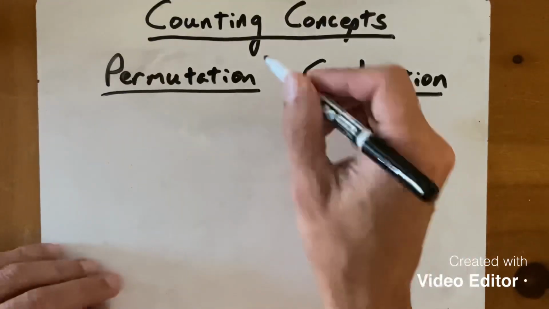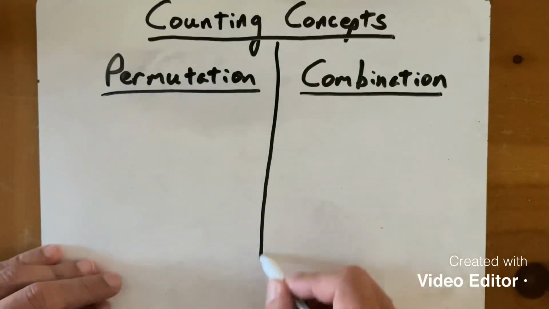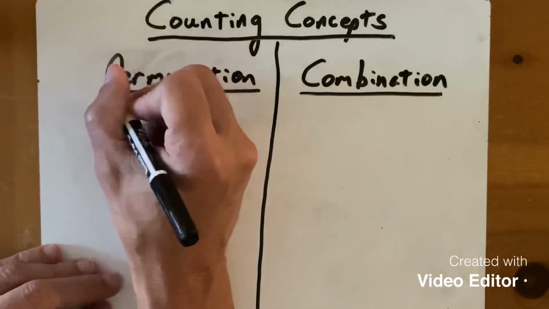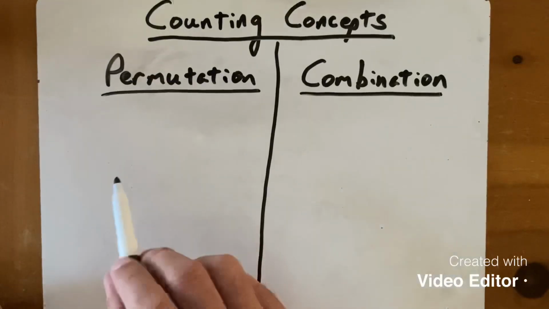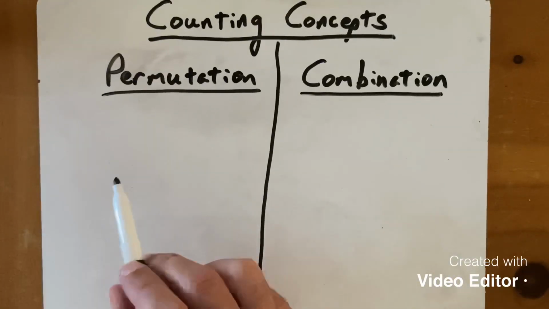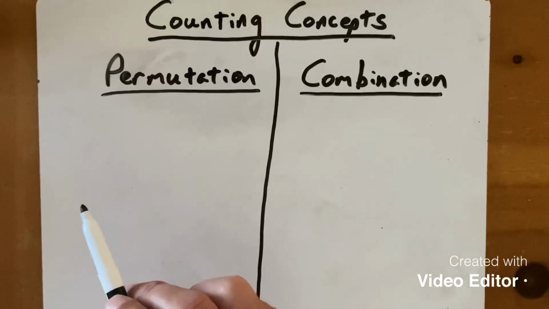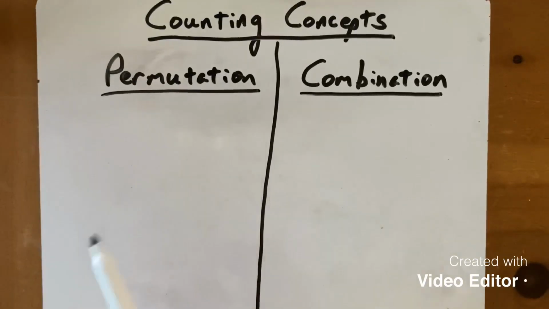So permutation, order matters. Combination, order does not matter. Permutation is when I want to arrange them in a specific order, so typically you'll see words like arrange. Combination is more of a grouping. You just want to group them together.